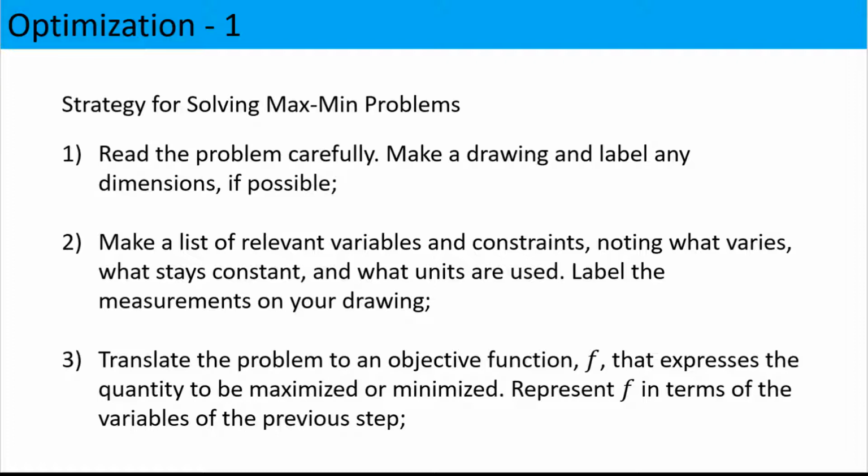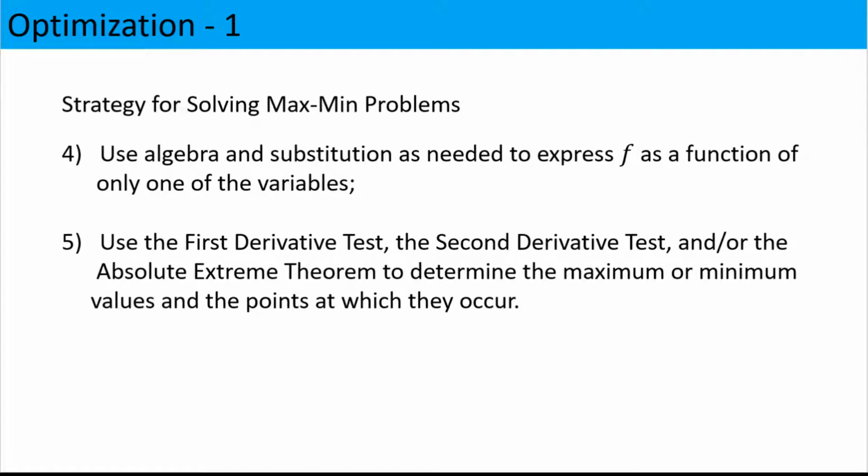3. Translate the problem to an objective function f that expresses the quantity to be maximized or minimized. Represent f in terms of the variables of the previous step. 4. Use algebra and substitution as needed to express f as a function of only one of the variables. And 5. Use the derivative test, the second derivative test, and/or the extreme value theorem to determine the maximum or minimum values and the points at which they occur.